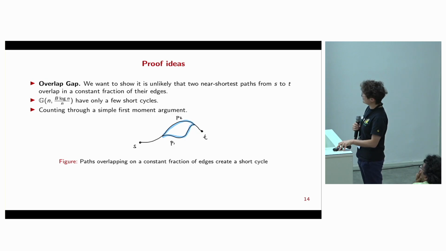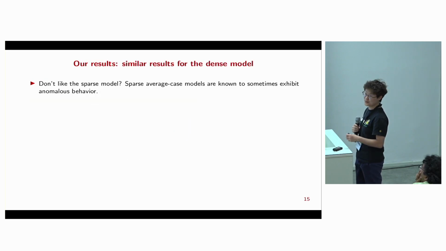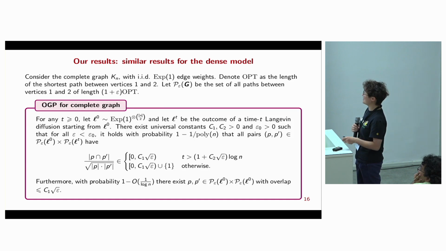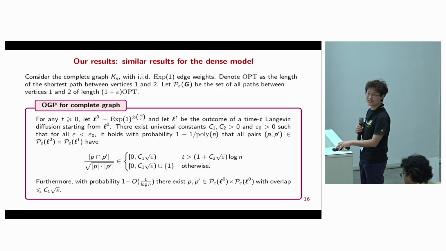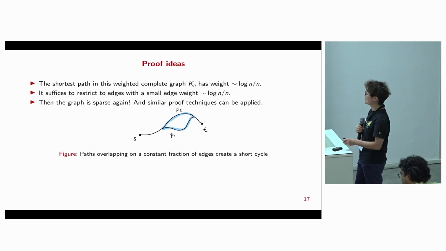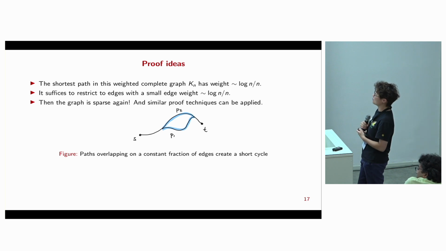If you don't like the sparse model, since sometimes people say sparse models can be weird, there's also a dense version. If I have a complete graph, where all the edges are there, with IID exponential one edge weights, then a similar phenomenon holds: the overlap is either very small or completely overlapped. How do you prove such a result? It sounds very hard, but it's actually very similar to the sparse graph argument, because one can show, by a textbook proof, that the shortest path in this weighted complete graph has weight approximately log n over n.